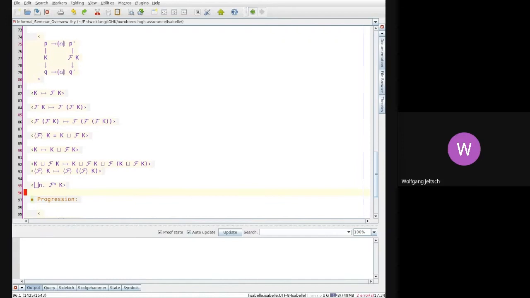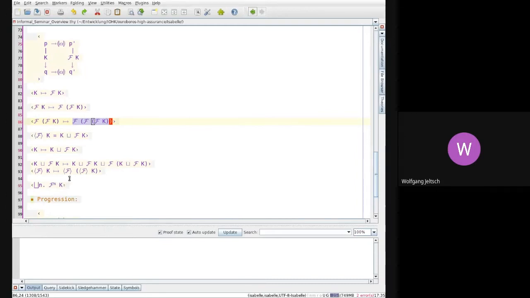And why does it work? Well, we have proved k progresses to f of k. This is what the user of the up-to method proves. And then this implies that f of k progresses to f of f of k, and that f of f of k progresses to f of f of f of k, and so on. So every f to the power of n applied to k progresses to f to the power of n plus 1 applied to k. And this means that the union progresses to itself, because whenever we have something that's in this union relation, then it must be in f to the power of n applied to k for some n. But then it progresses to f to the power of n plus 1 applied to k.